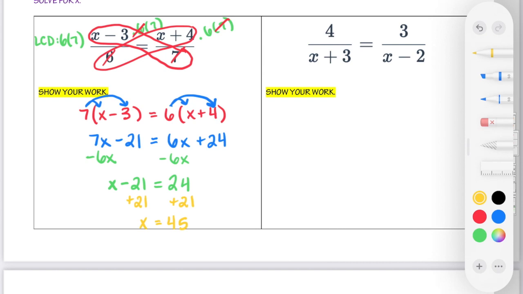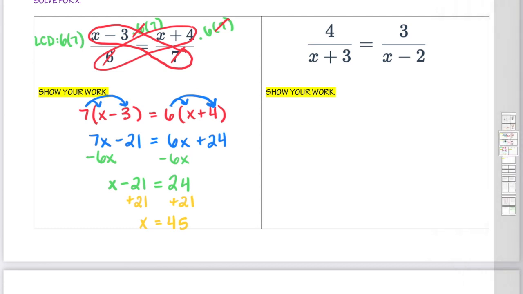All right. Now in this next one, we do have x's in the denominator, so there is a chance we'll end up with an extraneous solution. Once again, you can cross multiply or you can think about the LCD. I'll show it both ways. So since I have a denominator of x plus 3 on the left and x minus 2 on the right, they're completely different denominators. They have nothing in common.